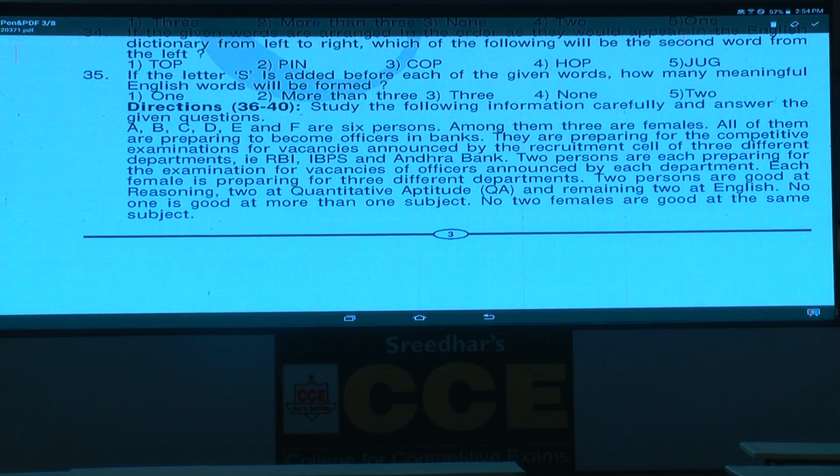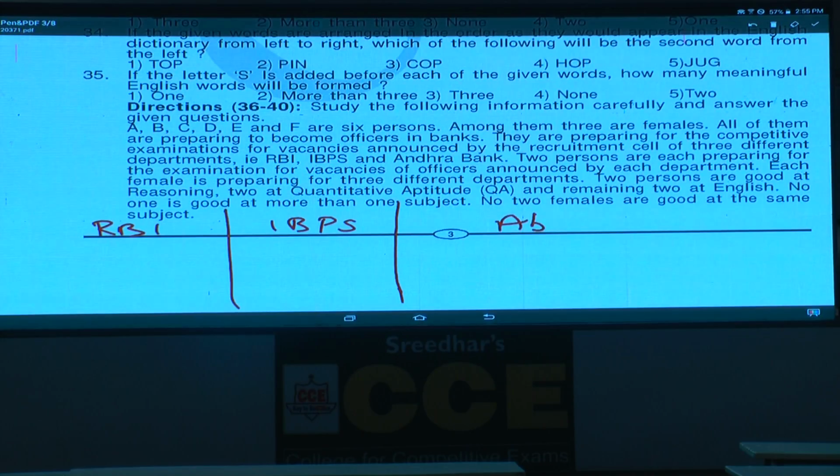And all of them are preparing to become officers in banks. And they are preparing for the competitive examinations for vacancies announced by the recruitment cell of 3 different departments. What are those? RBI is one, IBPS is the next, and the next is Andhra Bank. Now, in total we have 3 departments.